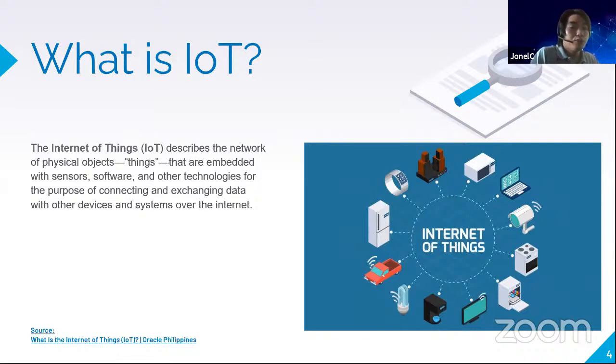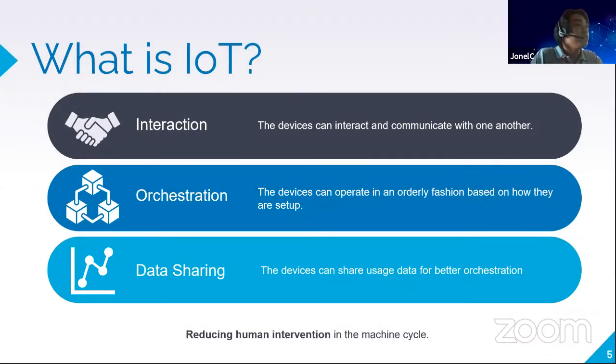And it can be your phone, your watch, your TV, even your car. And anything that can be connected to the internet can be considered as an IoT device. Okay? Now, with this, it is possible now that devices can now have this particular concept.